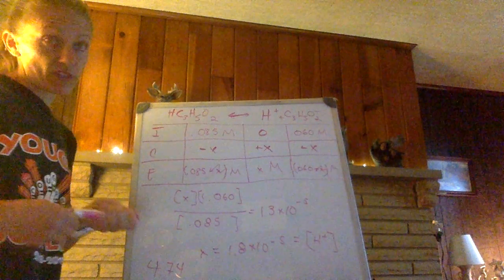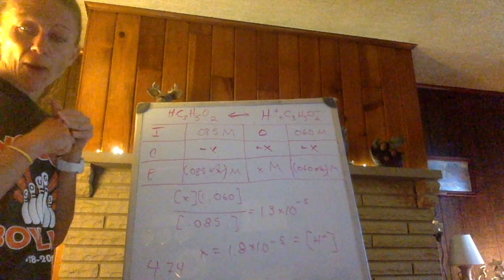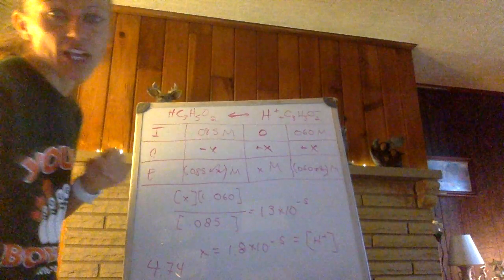So there's an extra bonus example. You've still got parts B and C. You'll need Kb for part B and Ka for part C, which I've given you.